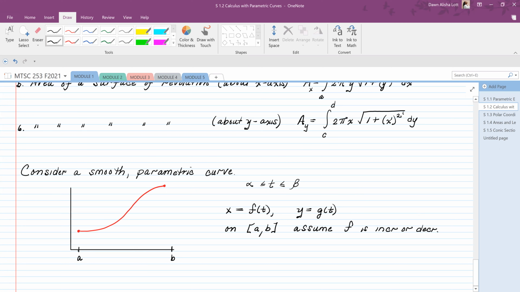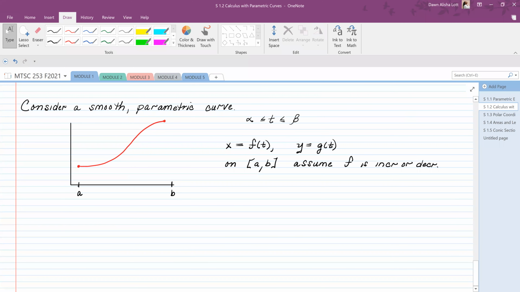Now notice that when t starts at alpha, I'm at the location A. So therefore A is f of alpha. And when t ends at beta, I'm at the point B. So B is equal to f of beta.